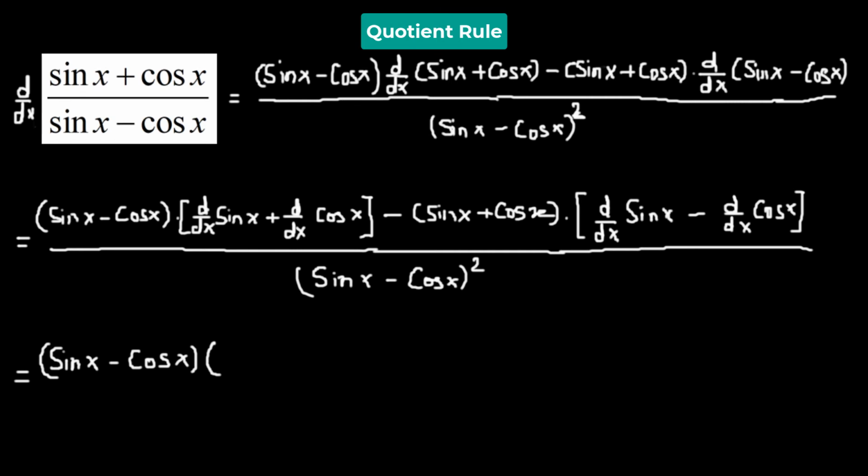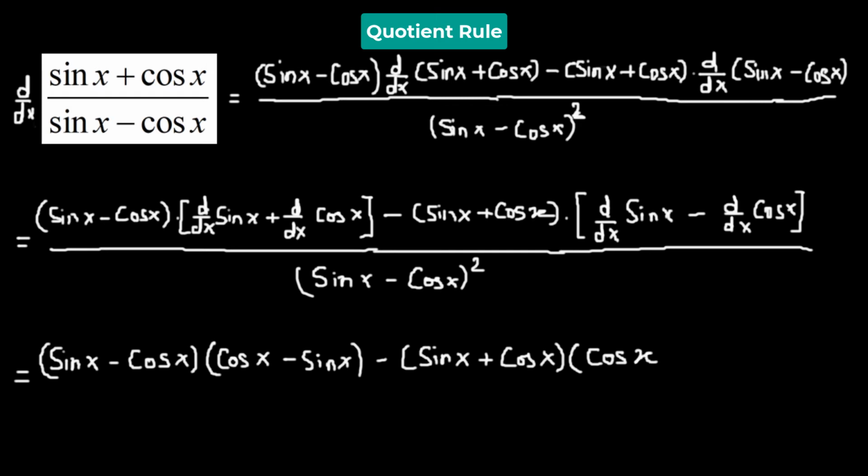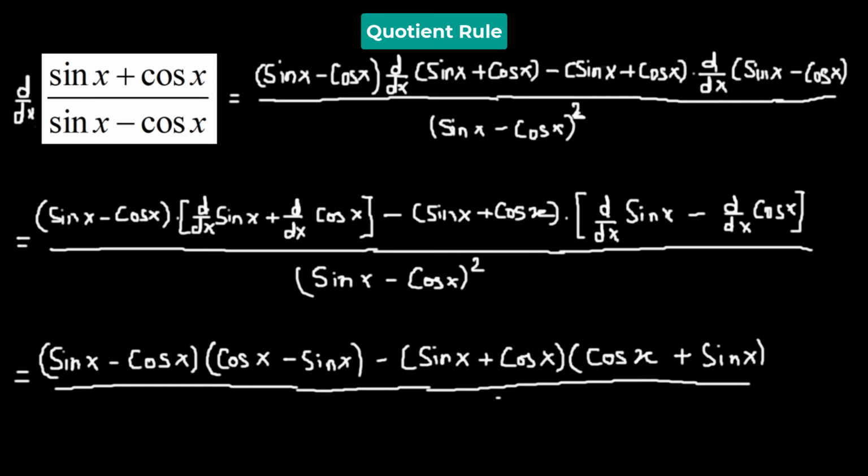multiplied to derivative of the sine function is cosine of x, and the derivative of the cosine function is negative sine x, minus sine x plus cosine x multiplied to derivative of the sine function is the cosine function, and derivative of the cosine function being negative sine function, we have a positive sine x, whole divided by sine x minus cosine of x whole square.